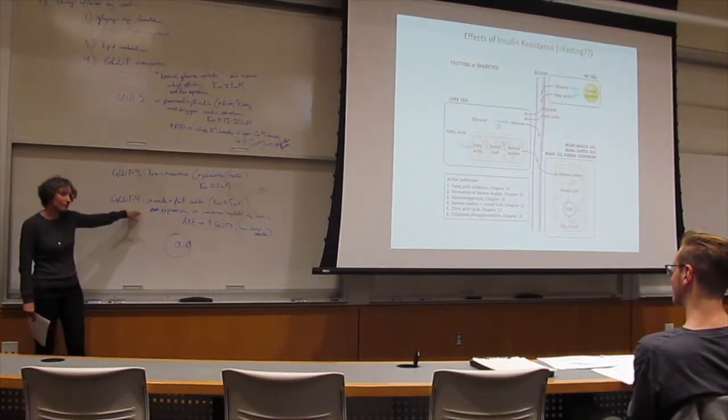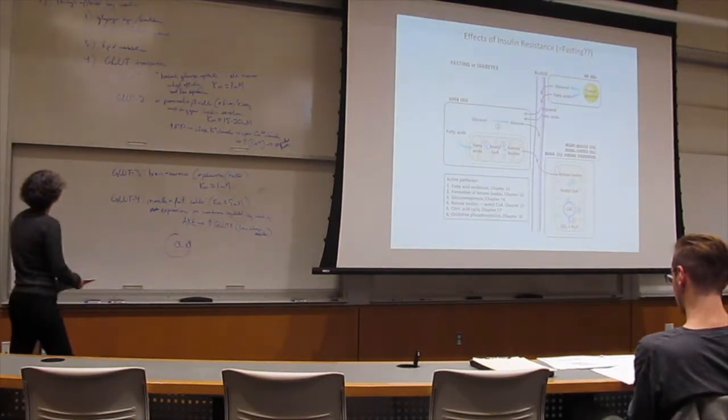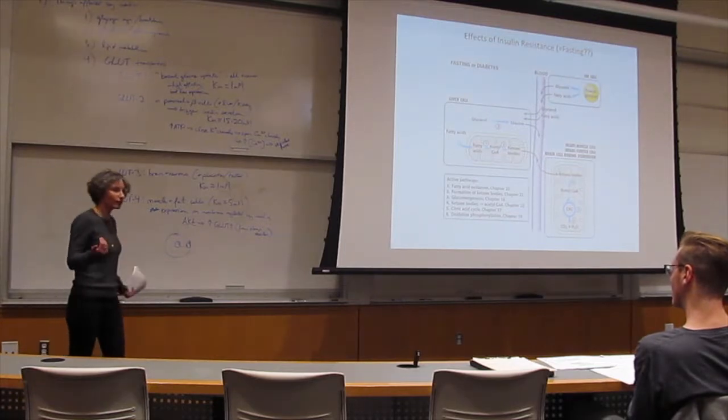So this is the problem. Glucose can't get in. Therefore, how can you make glycogen if you don't have any glucose?